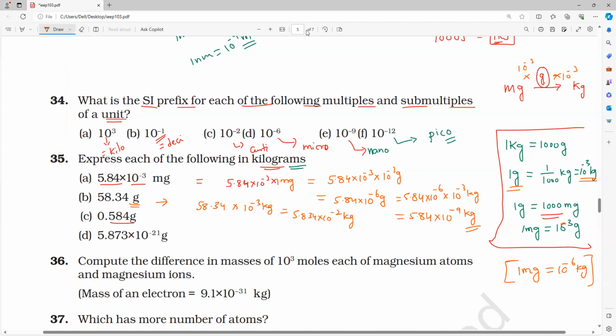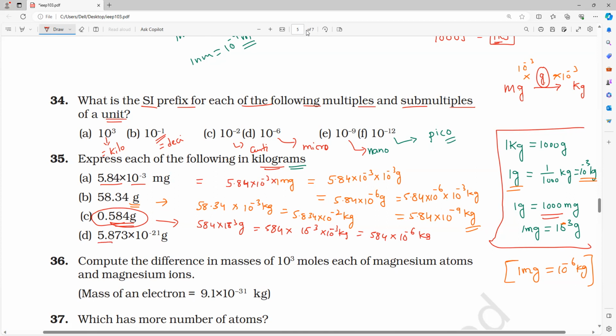Next, 0.584 grams. Can anybody tell me how to write this one? I'll write 584 into 10 power minus 3 grams, avoiding the decimals. Any problem? Then I am writing 584 into 10 power minus 3 into 10 power minus 3 kilogram. So 584 into 10 power minus 6 kilogram. If there is a problem, you can ask. Clear, everyone? Understand?